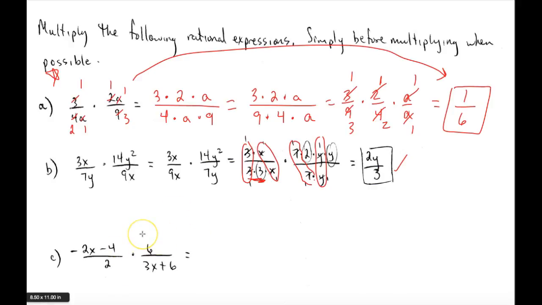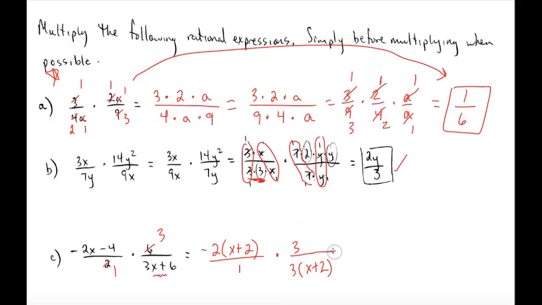All right. So for this next one here, the first thing that I'm going to do is I notice that 6 and 2 have a common factor of 2. So 2 goes into 2 once, 2 goes into 6 3 times. The other thing that I'm going to notice here is that in the numerator, I have a common factor of -2. So if I factor it out, I'm going to have -2 times x plus 2, and that's going to be over 1, times 3 over, and now in the denominator for the second fraction, we have a common factor of 3.